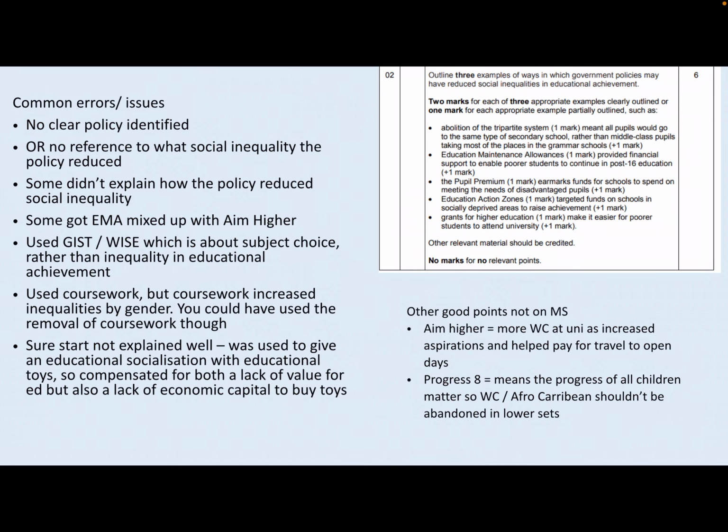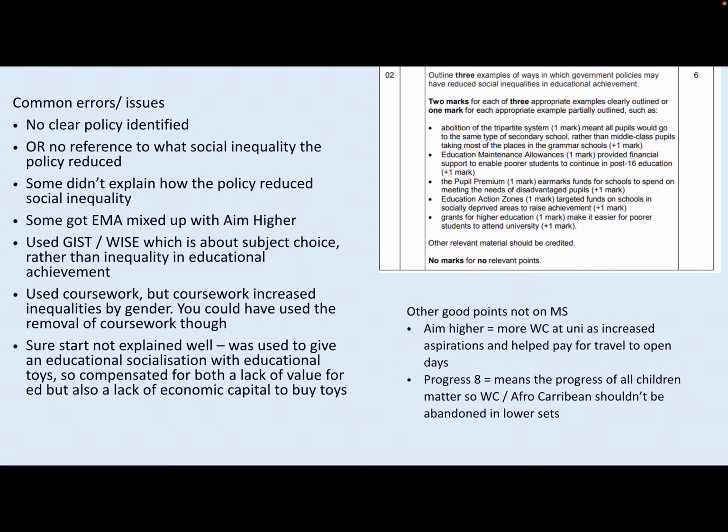Number 2 for the educational policy section was: outline 3 examples of ways in which government policies may have reduced social inequalities in educational achievement. So this is looking at compensatory policies. I'll just jump straight in with the common errors. Common errors: no clear policy was identified. So you didn't actually talk about an educational policy.